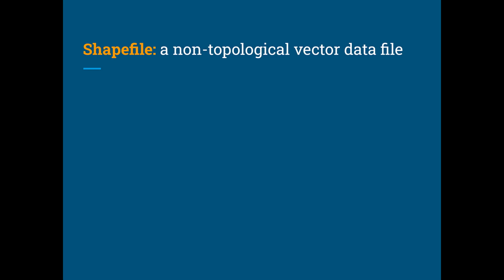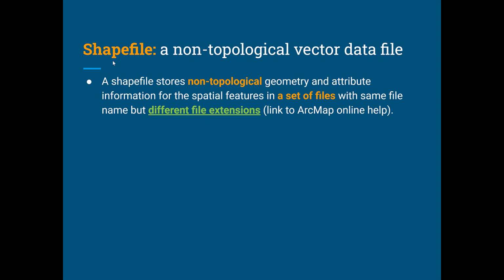All right, just a side note. If you are out there downloading spatial data from various websites, how can you tell it's a vector data file? Well, you need to know the commonly used vector data file formats. You will see something called shapefile. Shapefile is a vector data model, but keep in mind it's a non-topological vector data model.